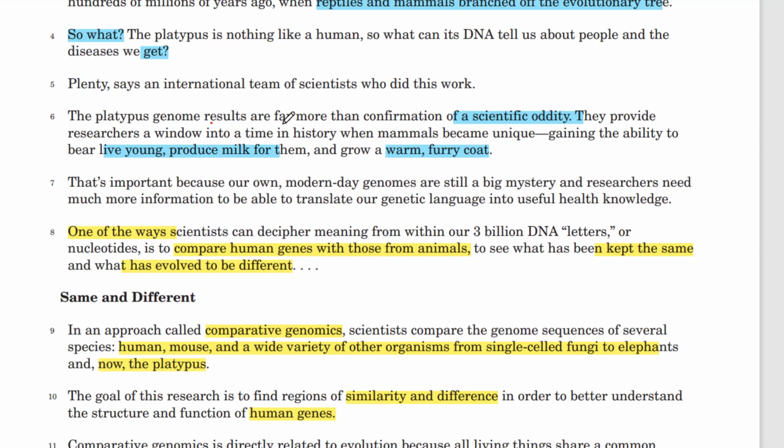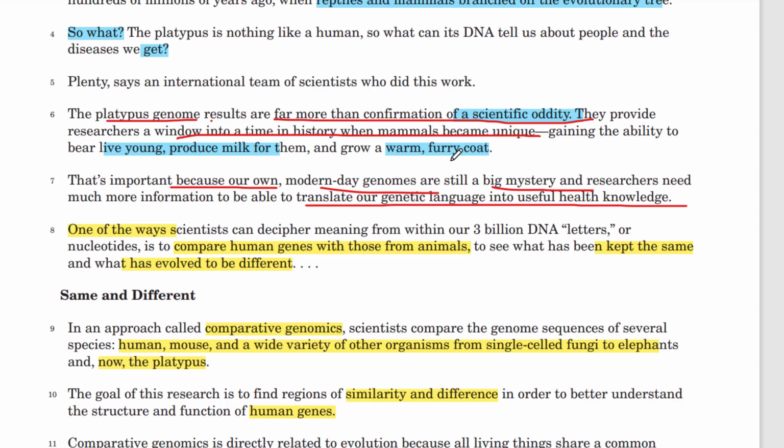So the first part we see, it's more than a confirmation of a scientific oddity. So this is where we begin to introduce that it's scientifically important to look at the platypus genome. So why is this scientifically important? They provide a window into the time in history when mammals became unique. It's important because of our own modern genomes, which are still a big mystery, because it allows us to translate our genetic language into useful health knowledge. So it's useful to us. That's part of it. So what is this doing so far? It's telling us essentially what we can learn from the study of the genome of the platypus.